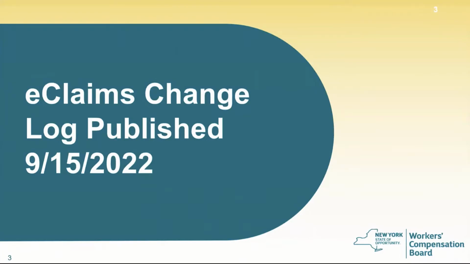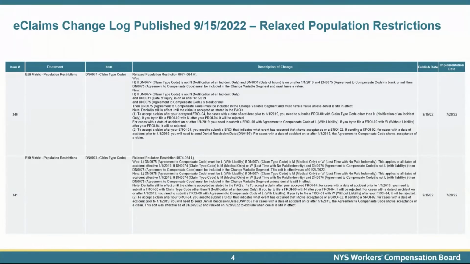So we're going to go over the eClaims change log that was published on September 15th of 2022. For change log item number 340 and also 341, these were both population restrictions that were relaxed on July 28th of this year, and they're both related to claims where denial was still in effect.